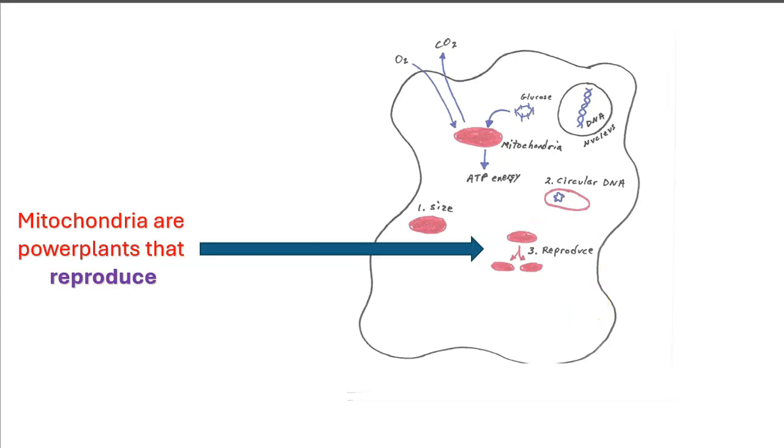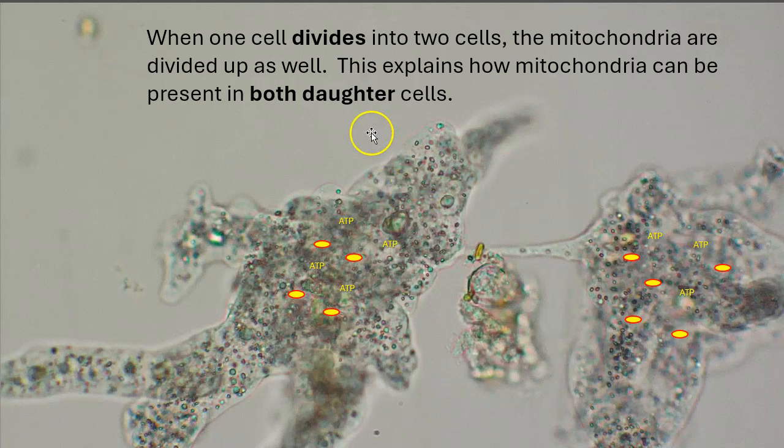So these are really fascinating structures. Mitochondria are power plants that reproduce. So when one cell divides into 2 cells, so here we see an amoeba going through cell division, the mitochondria are divided up as well. And this explains how mitochondria can be present in both daughter cells. So the original parent amoeba had lots of mitochondria as those mitochondria reproduced in the larger parent cell. And then when the amoeba went through cell division, some of the mitochondria ended up in one daughter, some of the mitochondria ended up in another daughter.